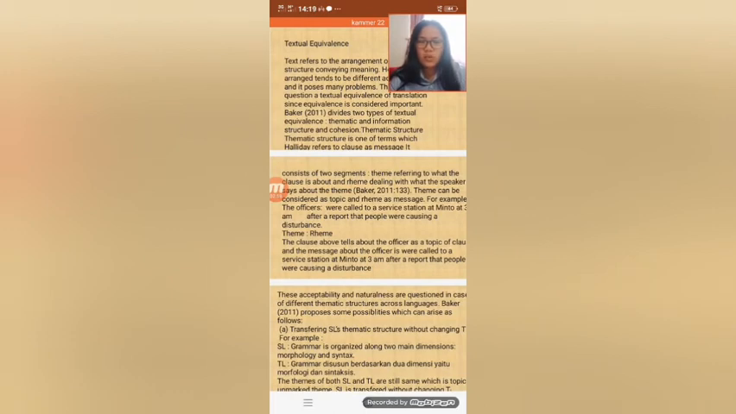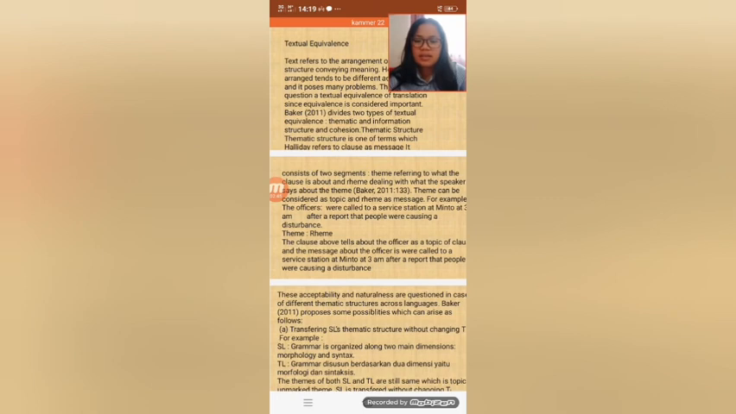Theme refers to what the clause is about, and rheme deals with what the speaker says about the theme. Theme can be considered as a topic. For example, "We were called to the station at the morning after a report that the people were causing a disturbance."